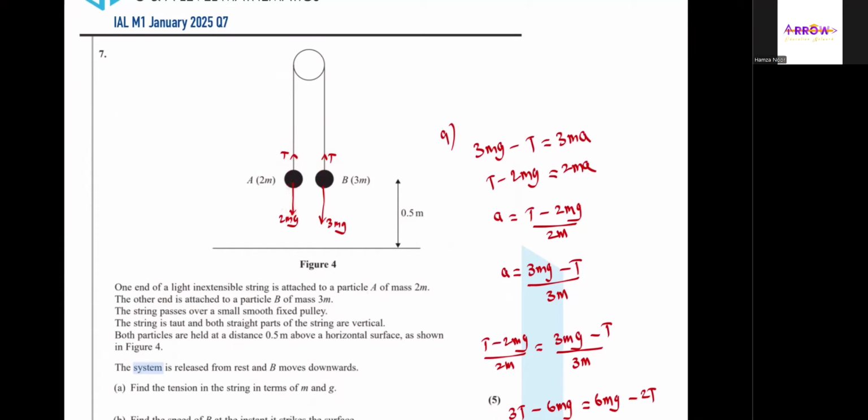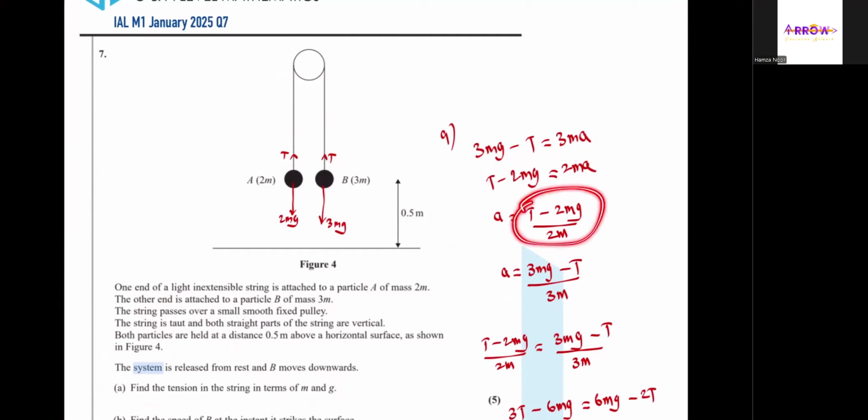When we write the equation of motion, particle B is going down, so 3mg would have a higher magnitude as compared to the tension in the string. Therefore 3mg minus T will be equal to 3ma, and since particle A is going upwards, T will have a higher magnitude as compared to 2mg, so T minus 2mg will be equal to 2ma. So in part A, as we want to find the tension in the string, I'm going to eliminate the acceleration over here.